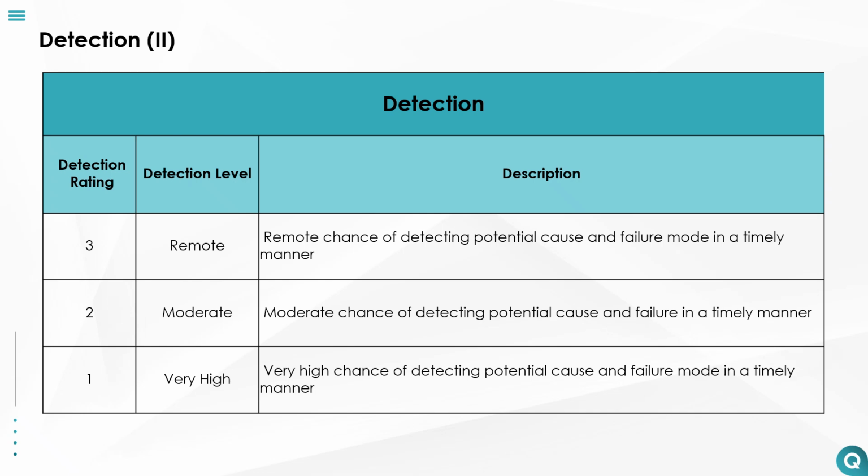Here's an example of a typical detection rating table. On the left we have the detection rating from 1 to 3, with 3 being the hardest to detect, 1 being the easiest to detect. The description outlines the general requirements for assigning each detection rating.